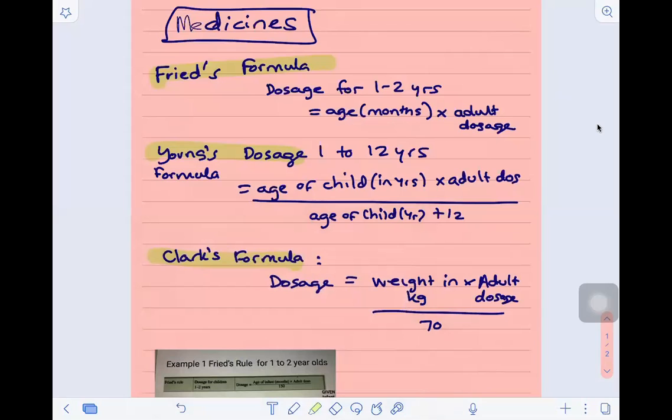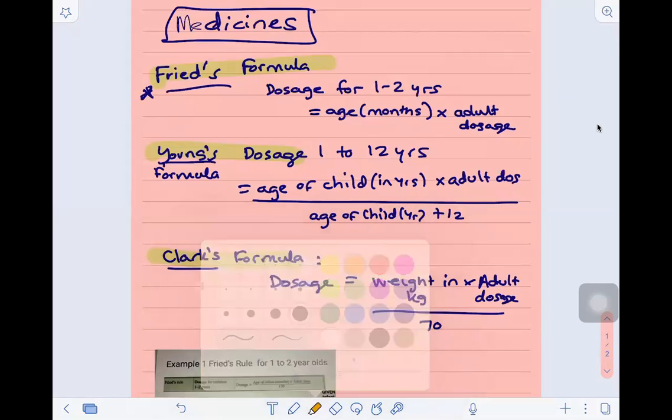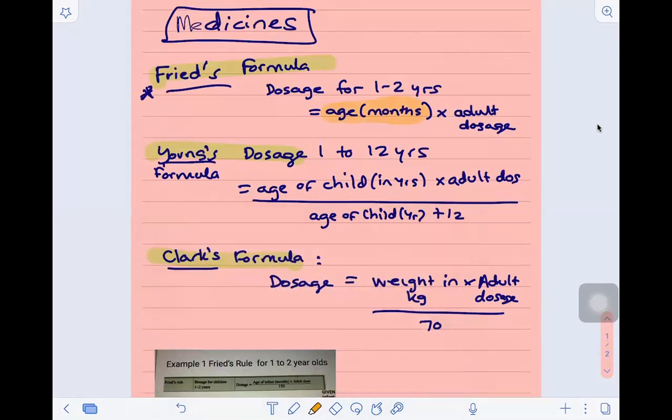Okay, so what we're going to look at now is medicines. We have three that are in the syllabus: Fried's formula, Young's, and Clark's. The main thing you've got to watch out for here is whether the age of the child is in months. I haven't got the whole formula for that. I'm just having a look. So Fried, it should be over 150. Just whether it's in months or years, that's really important.